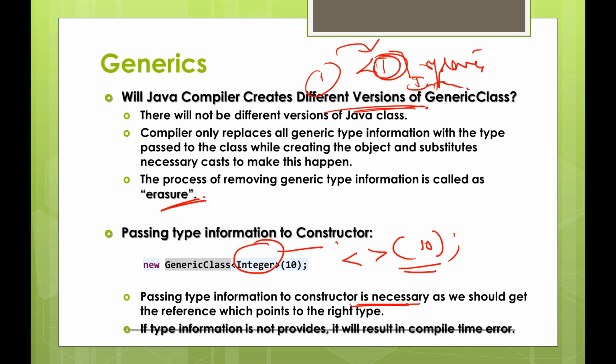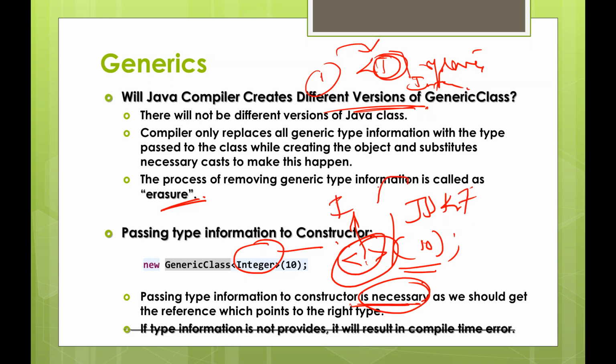Here I also mentioned it is necessary, but remember, when you are using JDK7, specifying the type information in the constructor is not needed. Before JDK7 that is needed. As per Kavita, I haven't checked this one, I think from JDK7 we can just specify empty angle brackets. Otherwise, we have to specify the type.